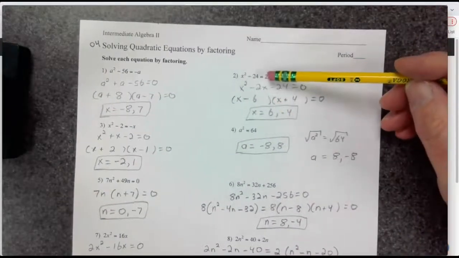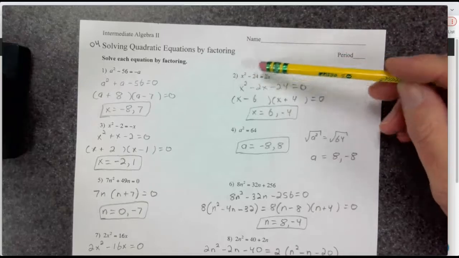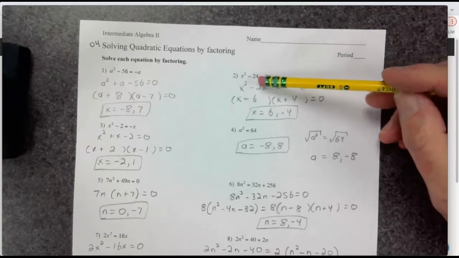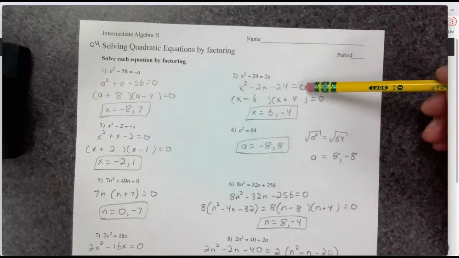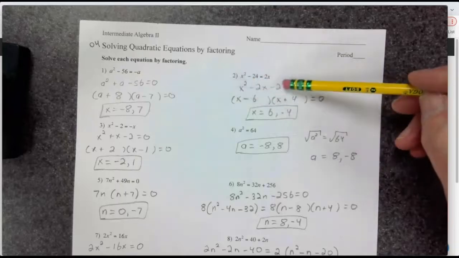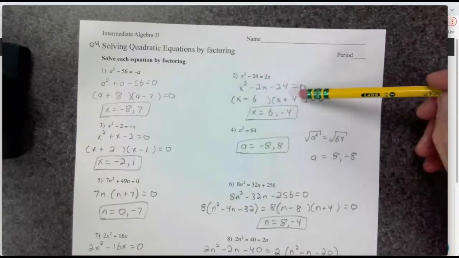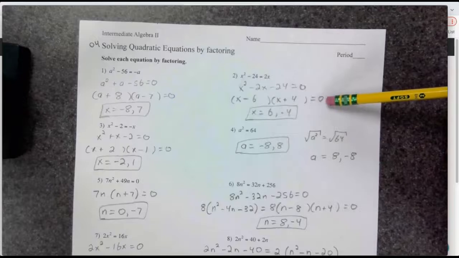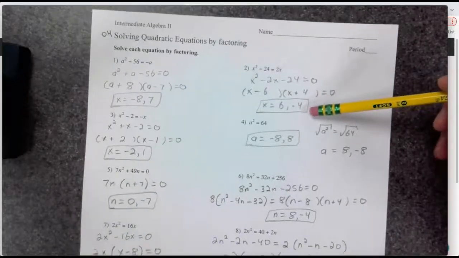All right, number 2, again, the same thing. The 2x has to go to the other side. So I subtract 2x from both sides. So this right side is now 0. And the left side now has a negative 2x. Write it in standard form, factor it, set it equal to 0, and find the solutions.